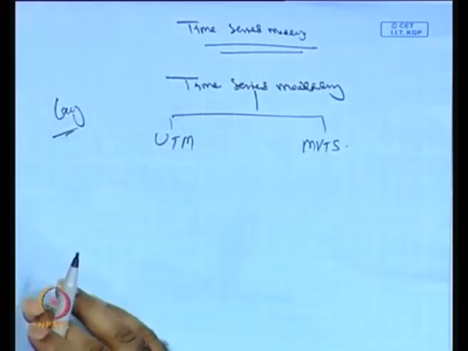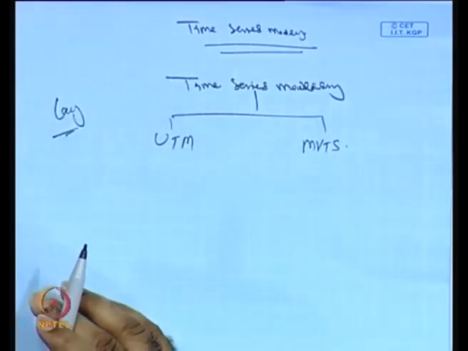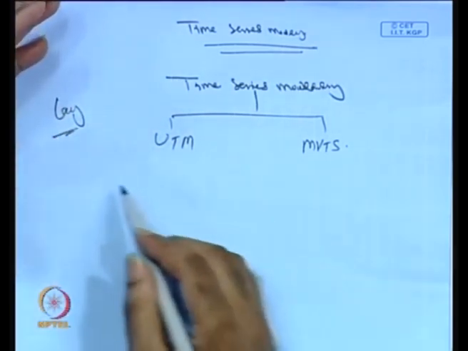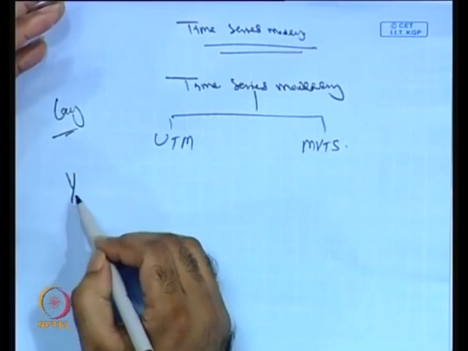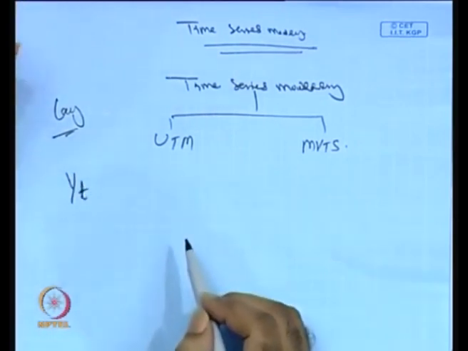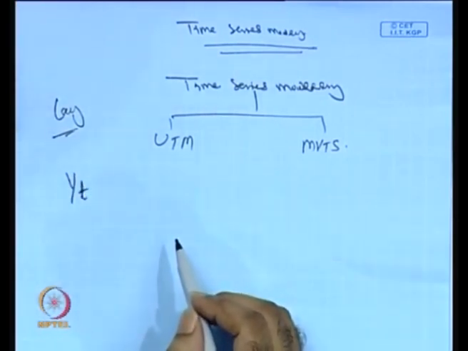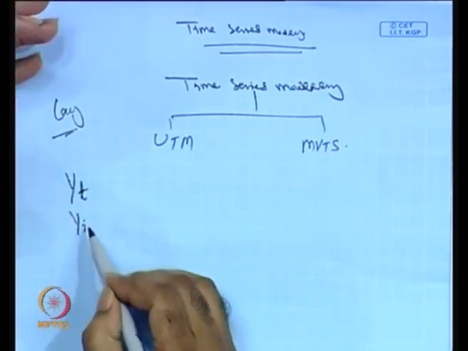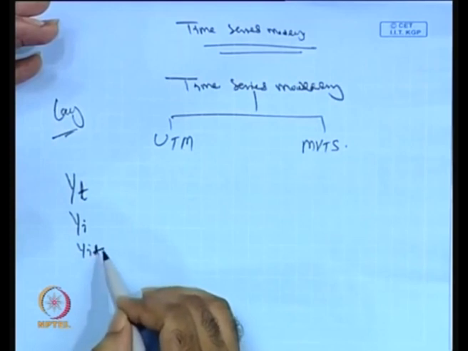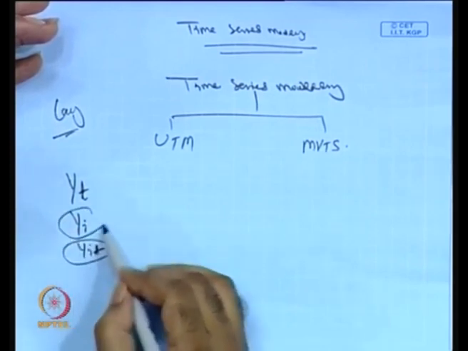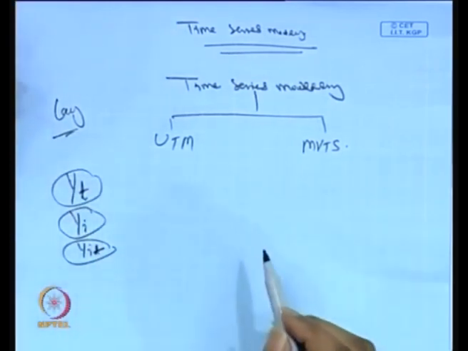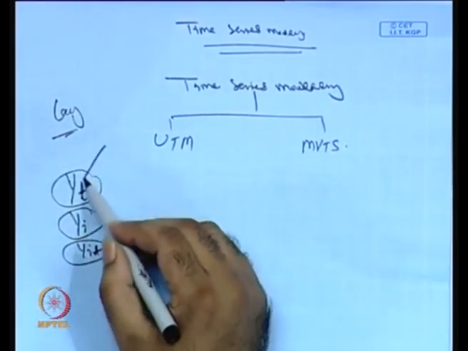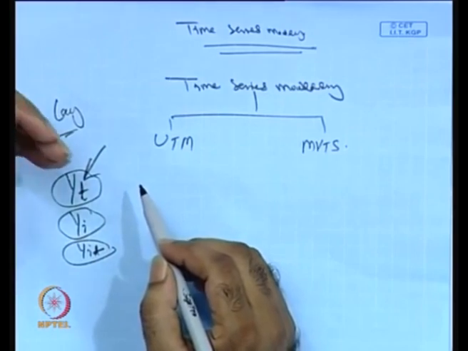Before we go to time series modeling in detail, I would like to highlight a few things here. Why is there a time series? Because if we take a variable y and put t, y_t, it is called a time series component. The same thing I can write as y_it. This is the panel data setting, y_i is the cross sectional setting, and y_t is the time setting. Our discussion today is with respect to the y_t setting.